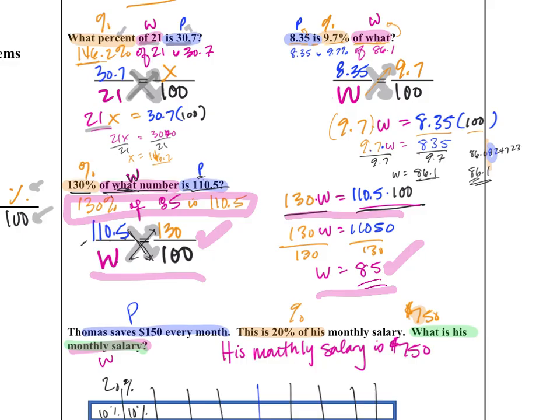Again, if I were you, I would write that problem out every time. At the very top of your cell, I would write out 130% of what number is 110.5. I'd write that out, label the part, the percent, and the whole, and then set up your proportion. Then set up the cross product equation, solve, that gives you your solution, and then write the answer on the bottom and circle your answer.